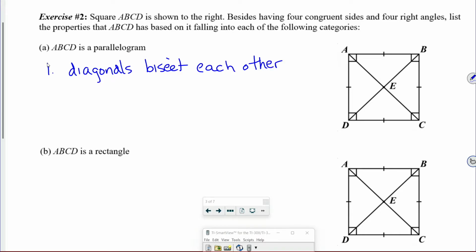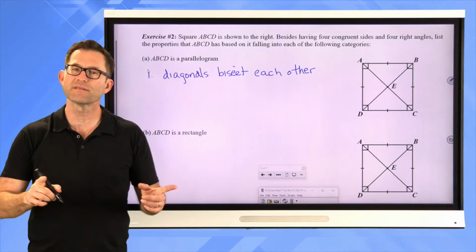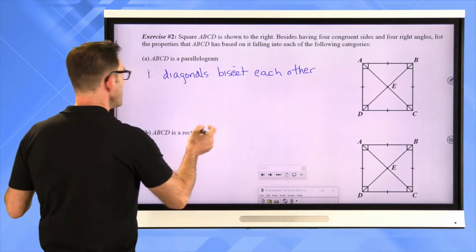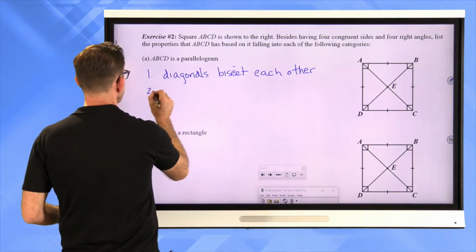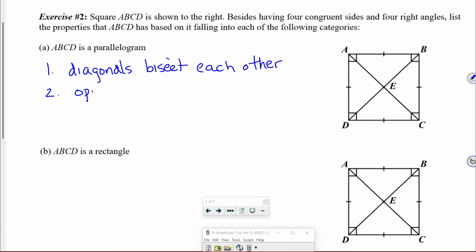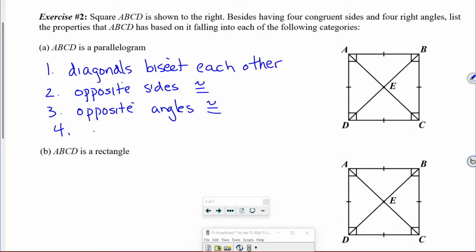Now, there are other properties of parallelograms, right? Let's talk about the other properties, right? Besides the fact that the diagonals bisect each other, we also have opposite sides congruent, opposite angles congruent, and we have adjacent angles supplementary.